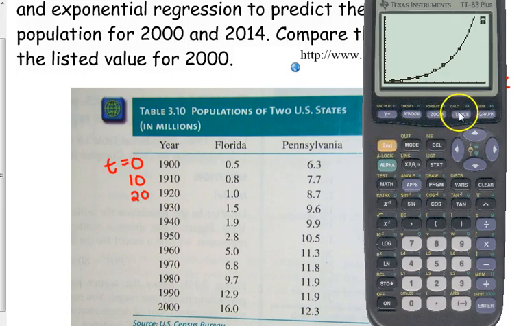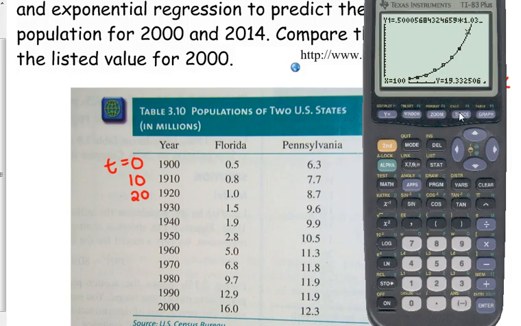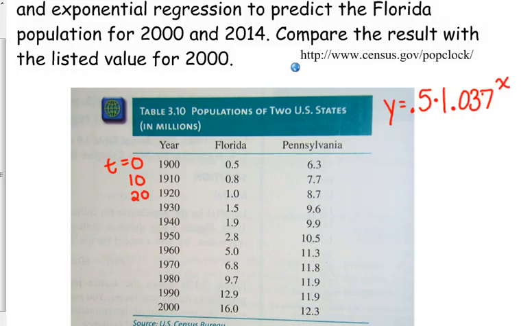If you press second trace, which is right beside the graph button, you're used to the stuff in the calculate menu. You've used zero, minimum, maximum, and intersect before. We're going to use the very first option. We're going to use value. So press enter, and you'll see x equals and a flashing cursor. It wants you to put in an x value. We want to predict for year 2000, which was 100, because we changed our scale. Press enter, and then it gives you the y value for the year 2000. It says 19.33. So the prediction for 2000 is 19.3.